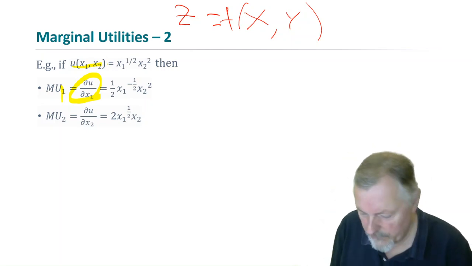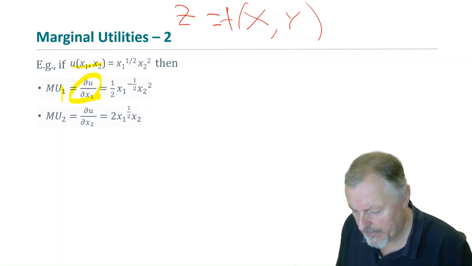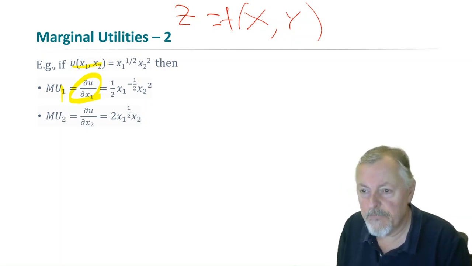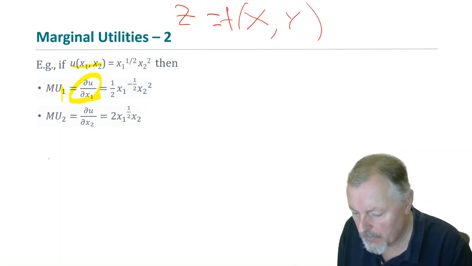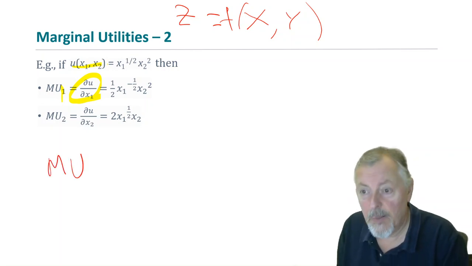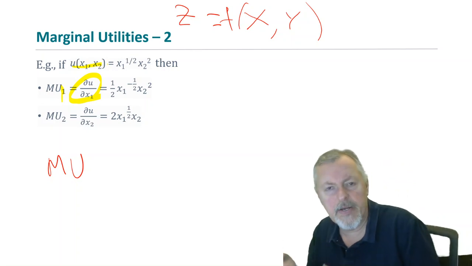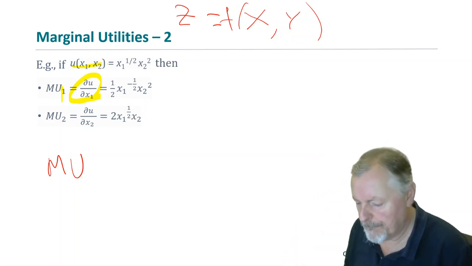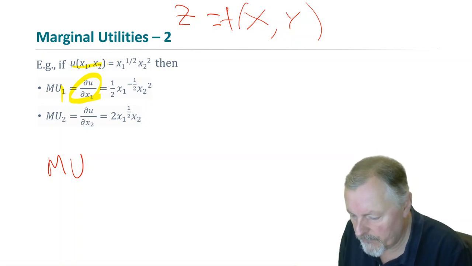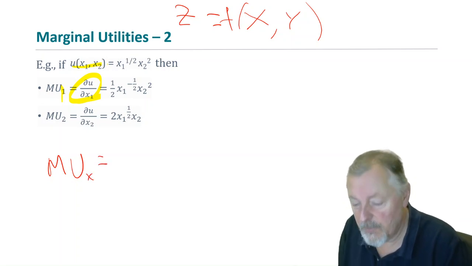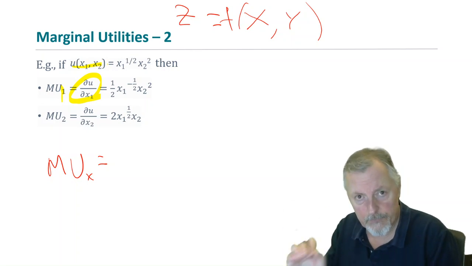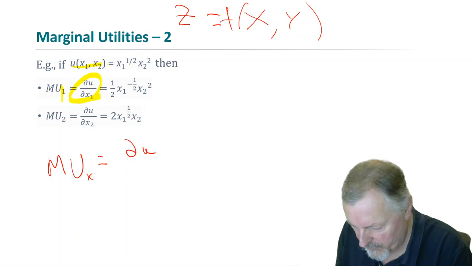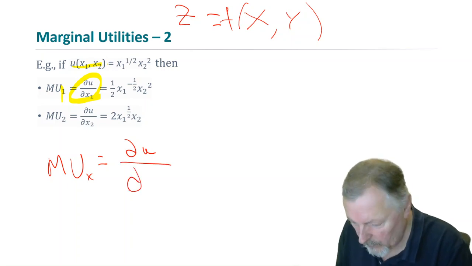So let's see if I can replicate what they do here, but in a little more easy to see fashion. The marginal utility of item 1, I'm going to change it from x1 and x2 to x and y. Just makes it a little easier to see. So the marginal utility you get from more of x is the partial derivative of the utility function with respect to x.